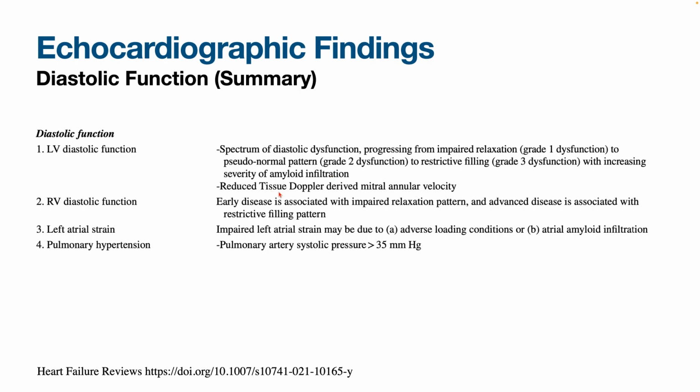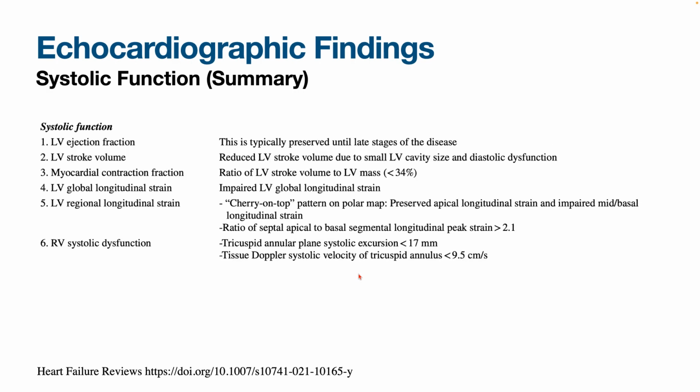And then there's another thing that I haven't talked about, which is that the tissue Doppler on the mitral annulus, both the septum and the lateral, will both be decreased as well. And the right-sided diastolic function will also be impaired, initially with an impaired relaxation pattern, and then in advanced disease a restrictive filling pattern on the right side as well. There's going to be impaired left atrial strain, due to adverse loading conditions and also atrial amyloid infiltration. And patients will also present with pulmonary arterial hypertension. So those are all the findings that we should look out for in the diastolic function part.